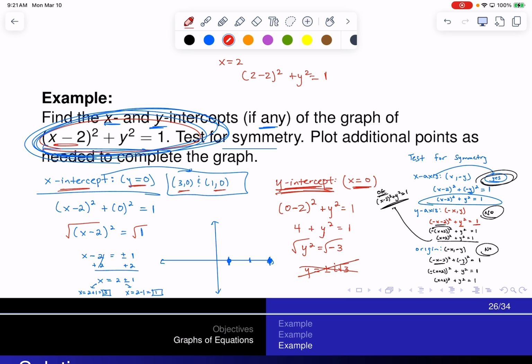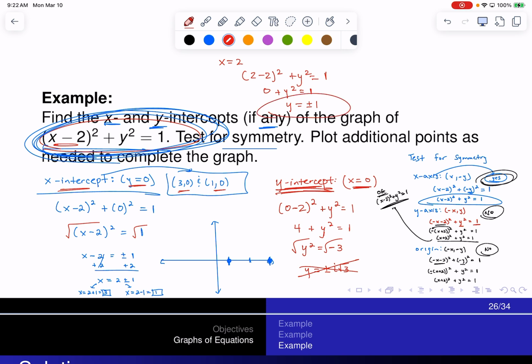What's 2 minus 2? 0. What's 0 squared? 0. And you get y squared is equal to 1. The 0 you can just drop off, can't you? Now what do you do? Square root of both sides. What happens if you take the square root of both sides? Plus or minus 1. Square root of 1 is plus or minus 1.